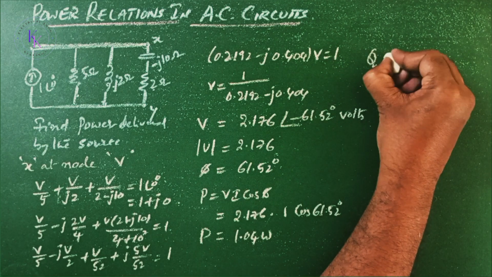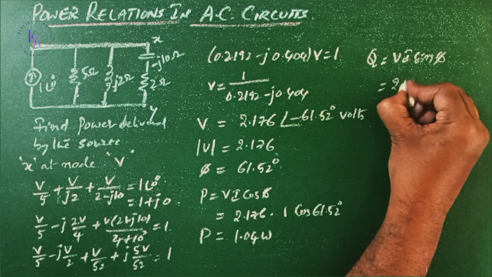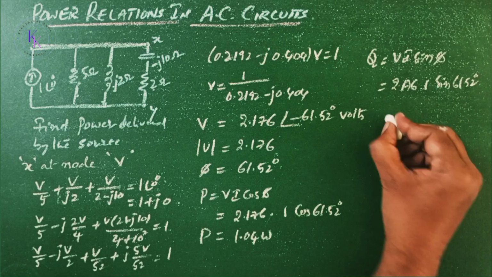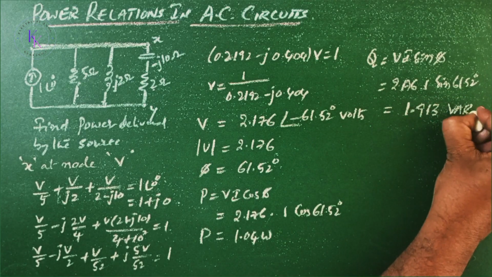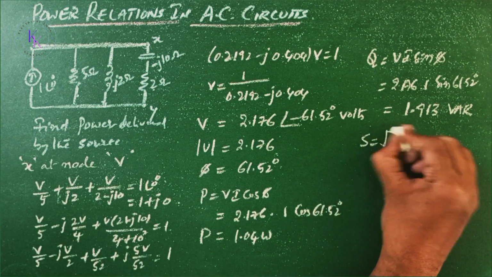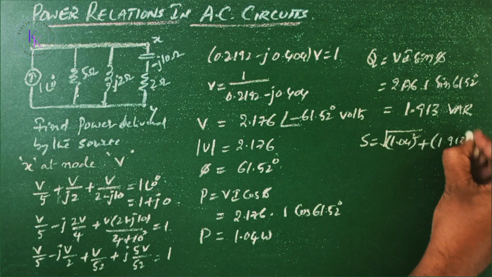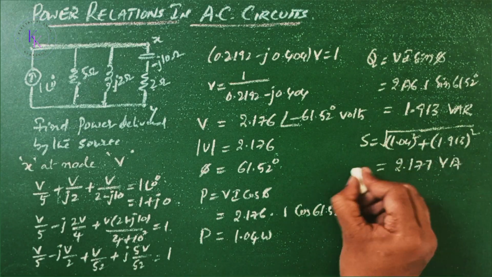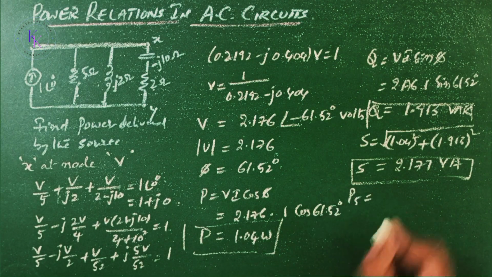Now the reactive power Q is given by VI sin phi. That is 2.176 multiplied by 1 multiplied by sine of 61.52 degrees. Then you get 1.913 VAR. Now the total power or apparent power S is given by the square root of 1.04 squared plus 1.913 squared. You will get 2.177 VA.